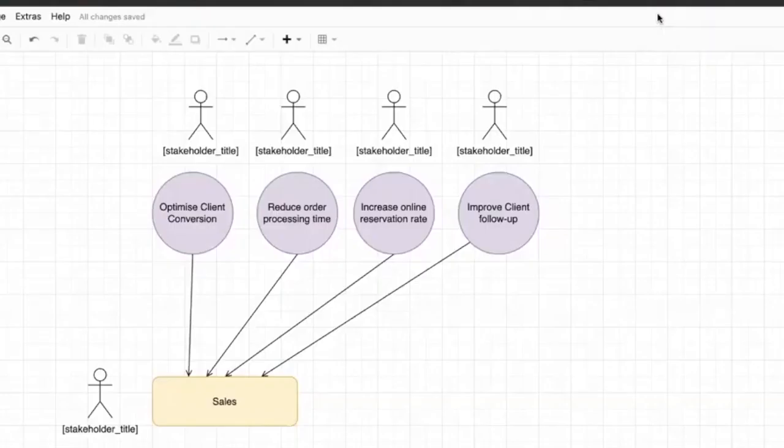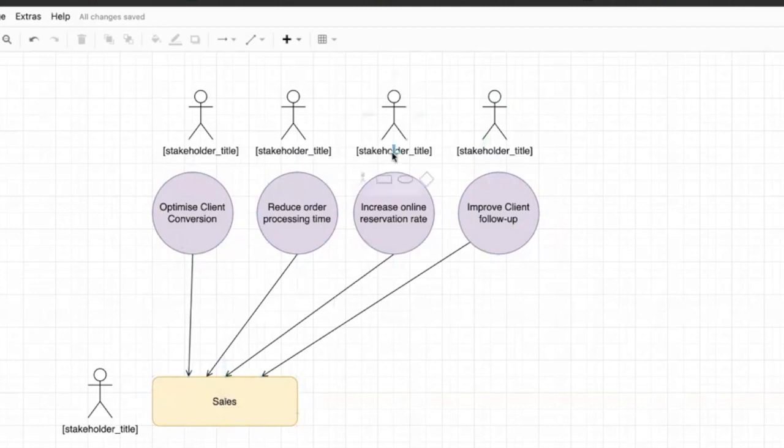So now let's move on and do some modeling. So first, you should state business objectives. So in our case, you see here several business objectives. It's optimize client conversion, reduce order processing time, increase online reservation rate, and improve client follow-up. And all of these objectives are related to sales function.